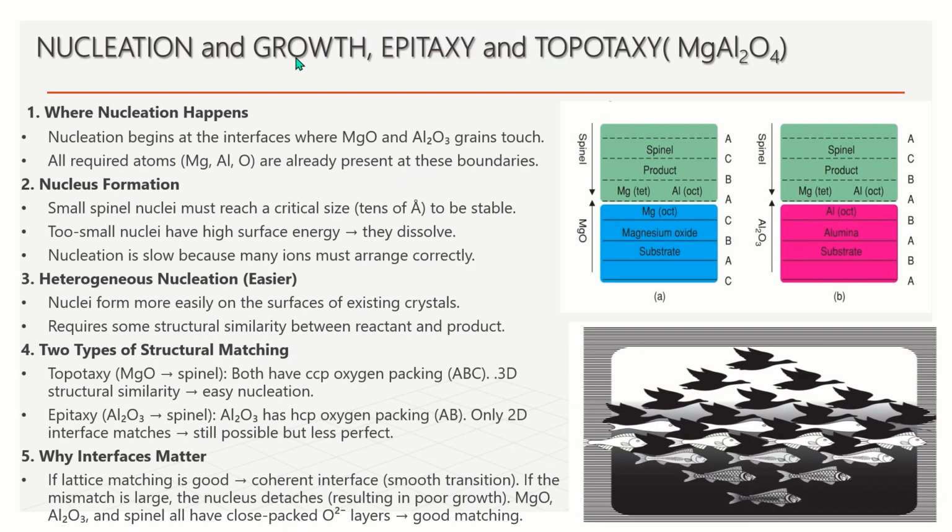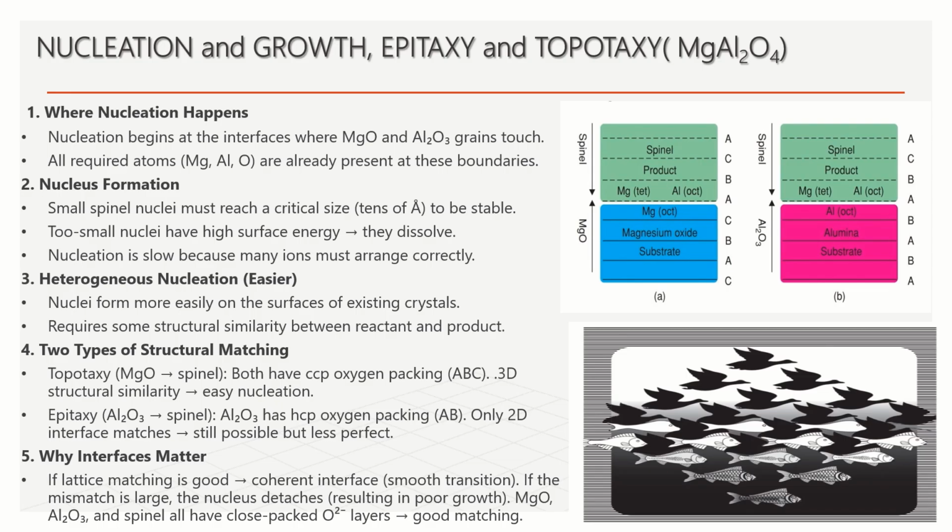Now let's look at what actually happens when MgO and Al2O3, magnesium oxide and aluminium oxide, react to form the product MgAl2O4, also called spinel. Whenever grains of MgO and Al2O3 touch each other, everything needed to form the new compound is already present at that tiny contact point. So the first step is the birth of tiny crystals of the product. This step is called nucleation.